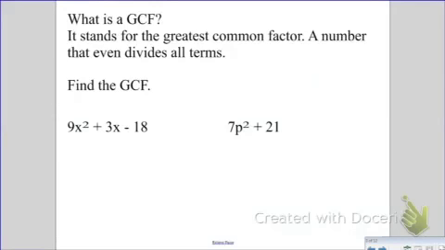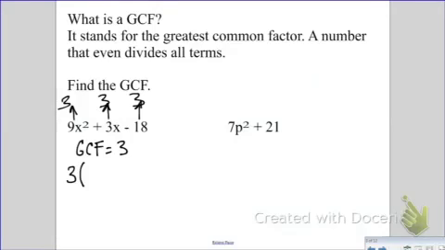Well, it stands for the greatest common factor, a number that evenly divides all terms. So if we're looking at the first example here, 9x squared plus 3x minus 18, we look and see what is the biggest number that divides into all these things. And I see that 3 is the biggest number that divides into all these things. So our GCF is going to be equal to 3. That's what we write. And it's kind of like we're sucking a 3 out of each of these. And that's what the 3 on the outside of the parentheses is going to be.